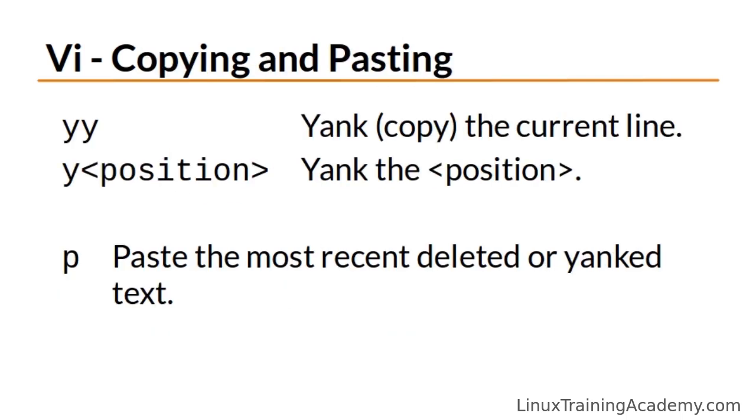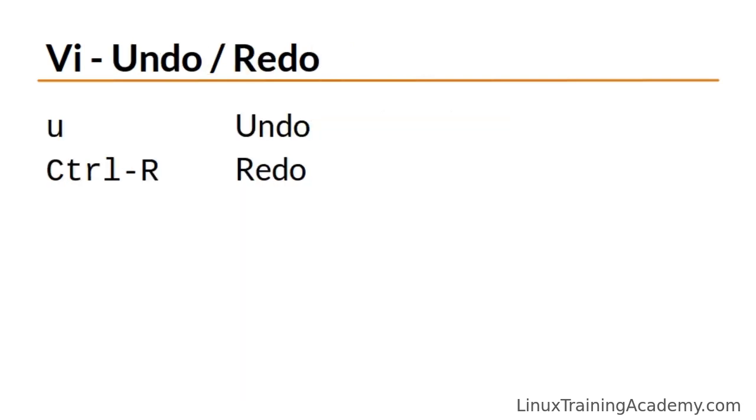To yank or copy the current line, type YY. To yank a position, type Y and a position character. For instance, to yank a word, type YW. If you want to repeat this, you could yank 3 words with Y3W. P will paste the most recently deleted or yanked text. The undo command in VI is U, and the redo command is Control R.